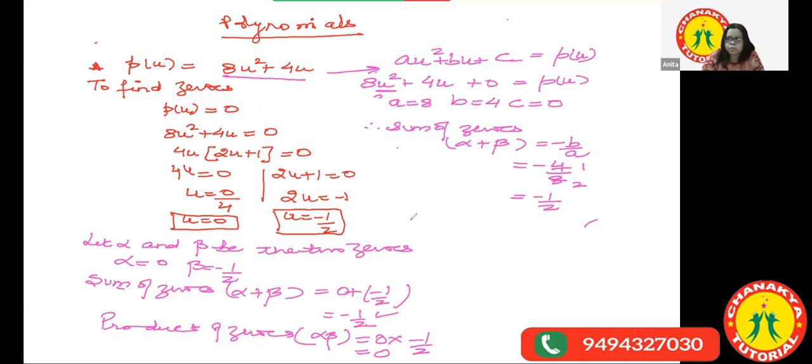Now verify the product of the zeros. So product of the zeros was c by a. So value of c is here 0 divided by 8. When you are dividing 0 by any number, then it will be 0 only. Clear, children? So here again, product of the zeros by formula, we got 0. And by multiplying the zeros, 0 by minus 1 by 2, you have got also 0.